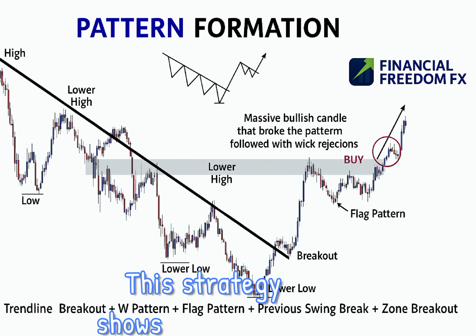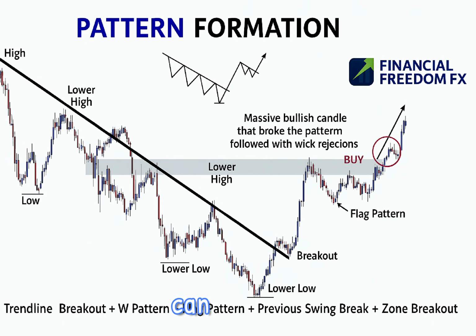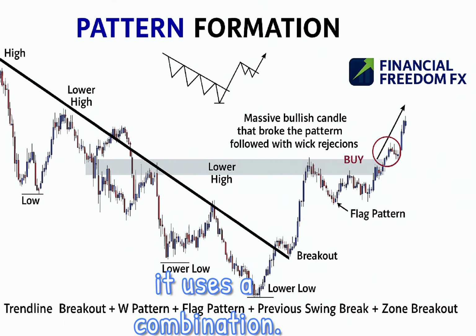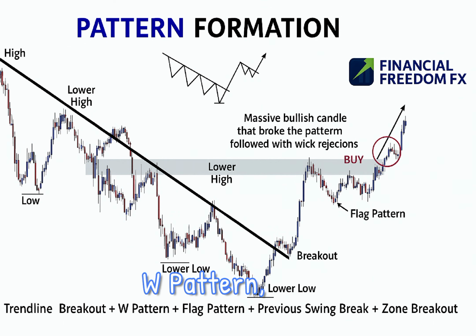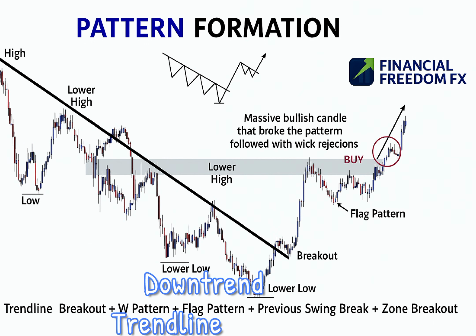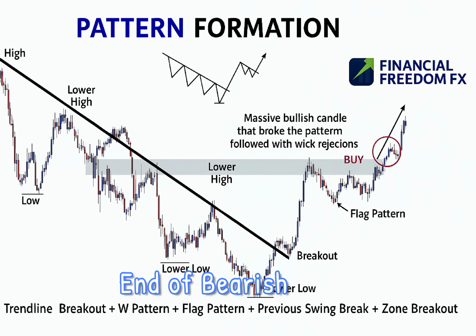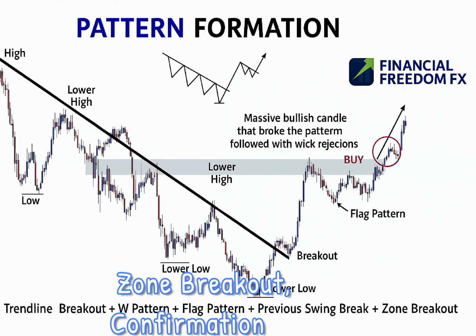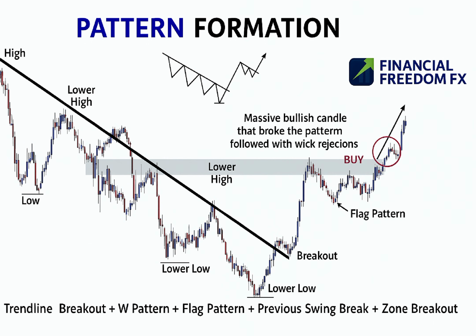This strategy shows how powerful pattern confluence can be. Instead of relying on one signal, it uses a combination. W pattern, reversal of downtrend. Trendline break, end of bearish control. Flag pattern, continuation of bullish momentum. Zone breakout, confirmation of trend reversal. This multi-layered confirmation increases your confidence in the trade.